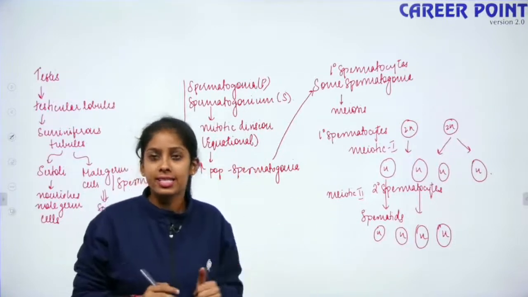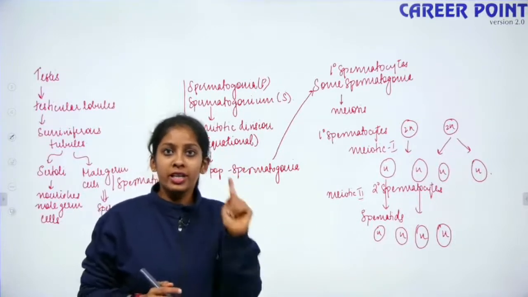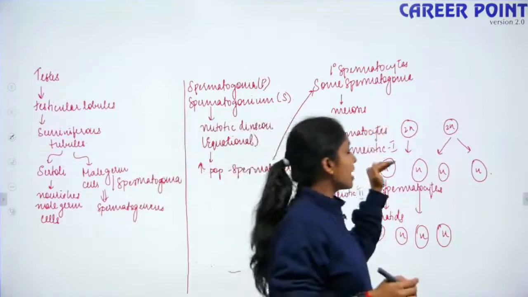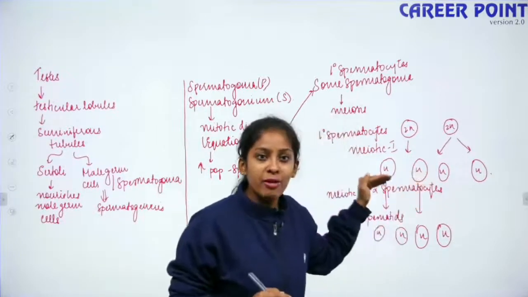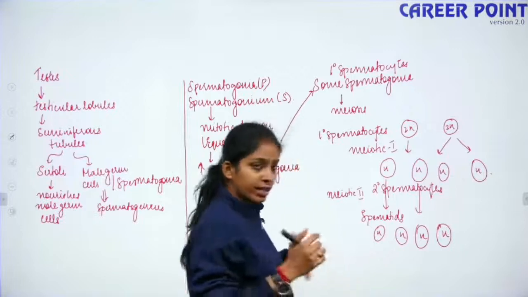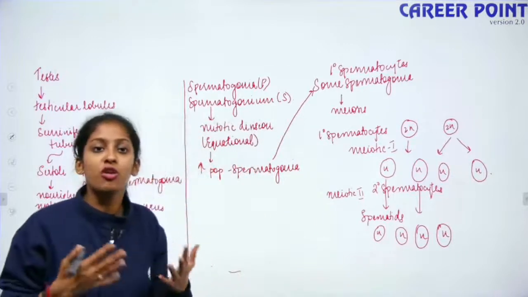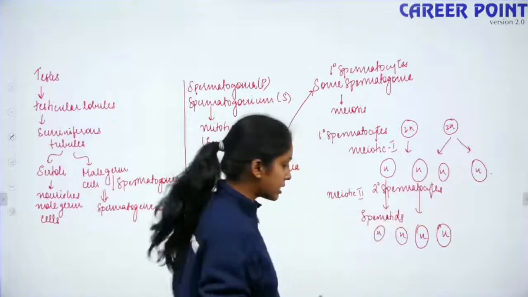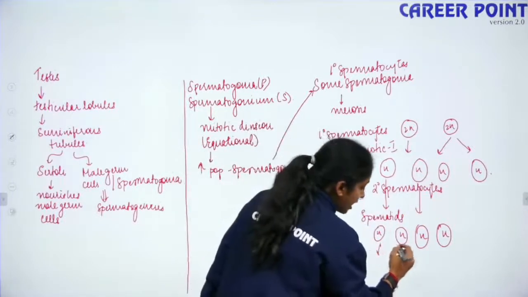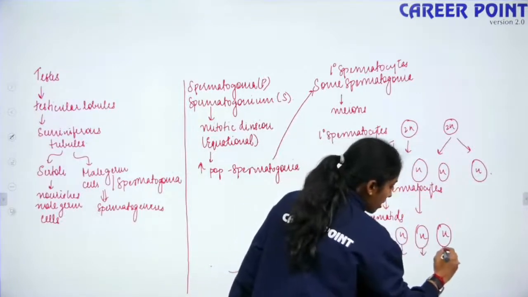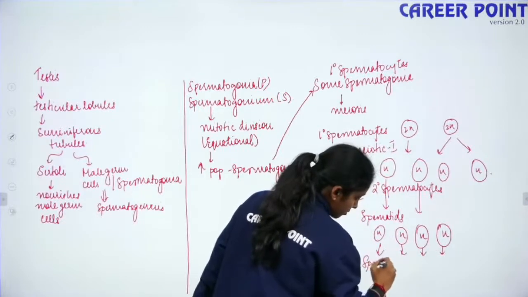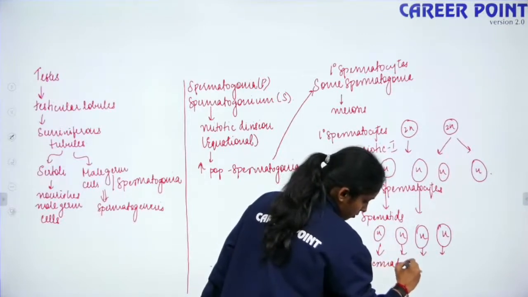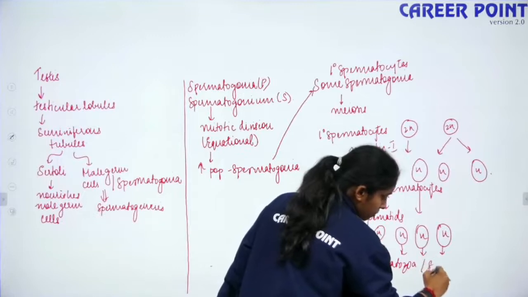We recently did cell cycle, right? So in meiotic division 1 the chromosome number gets divided into half, and in meiotic division 2 it is a repetition of mitotic division, right? So at the end you have 4 haploid cells. These spermatids are later converted into spermatozoa or sperms.